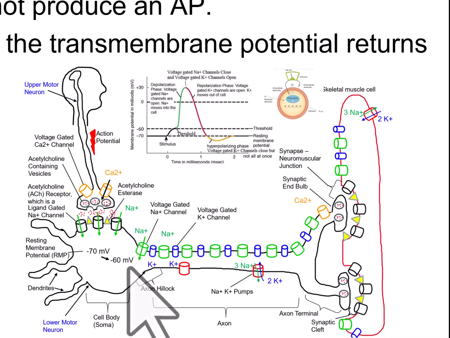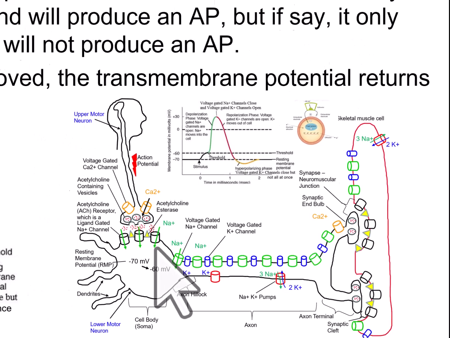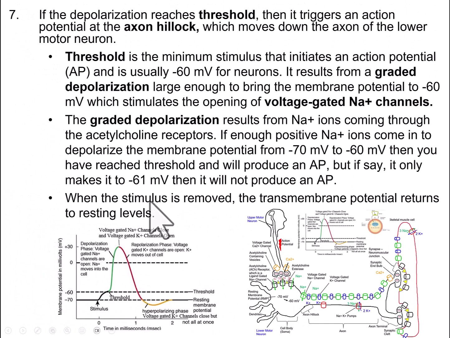And if it doesn't make it to threshold, let's say instead of minus 60 it gets to minus 65 or minus 61, that's not going to bring it to threshold. It has to hit minus 60. And if you remove the stimulus, if you stop releasing acetylcholine, and it hasn't brought this to minus 60, then it'll just go back to its resting membrane potential and you won't fire an action potential.